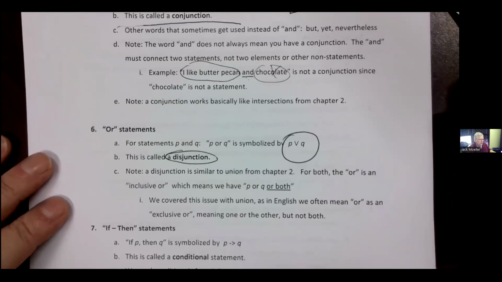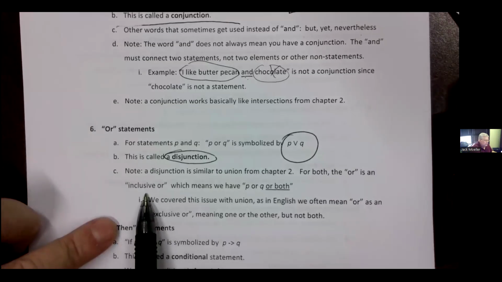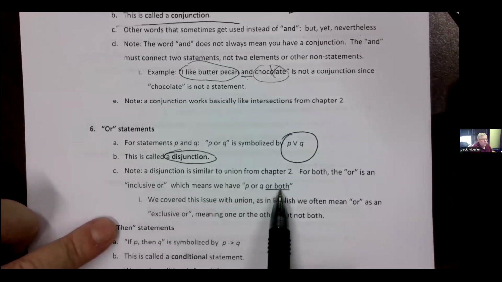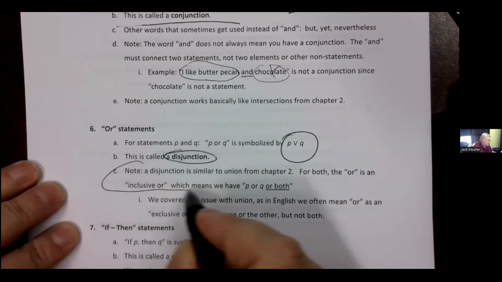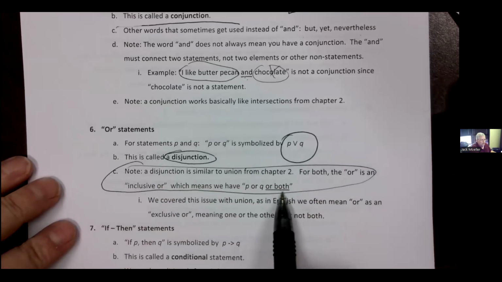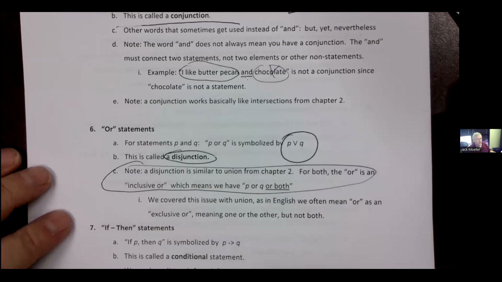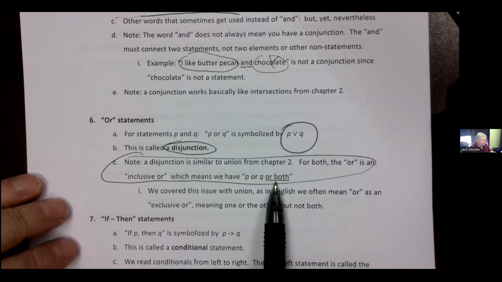One thing you have to be careful of is when we're dealing with an inclusive or, which means P or Q or both. Often in English, when we say or, we mean one or the other, but not both. But we're in math, so in math, we need that inclusive or. So or will be both. And once we get to the truth tables in 3.3, you'll see where that comes into play.